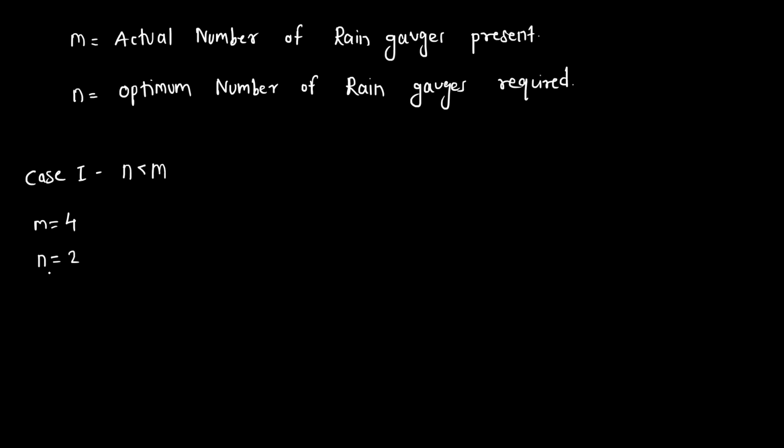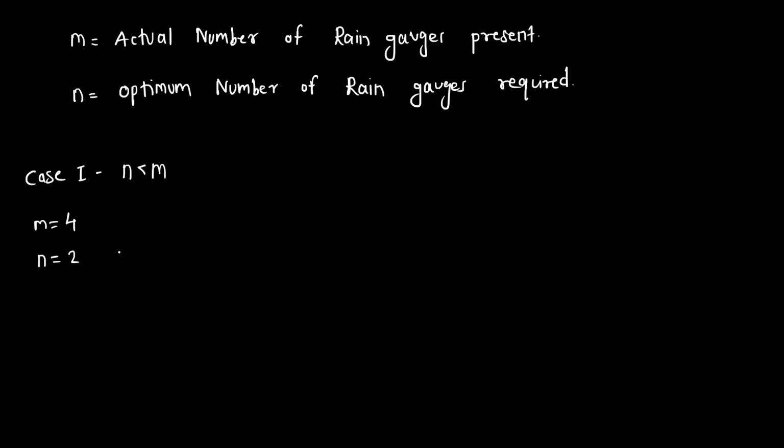Correct? That is, the optimum number of rain gauges which are required is less than the actual number of rain gauges which are present. See, here only the problem will arise. In questions in examinations like GATE and ESE, you will get problems here. So pay attention here properly, try to focus.